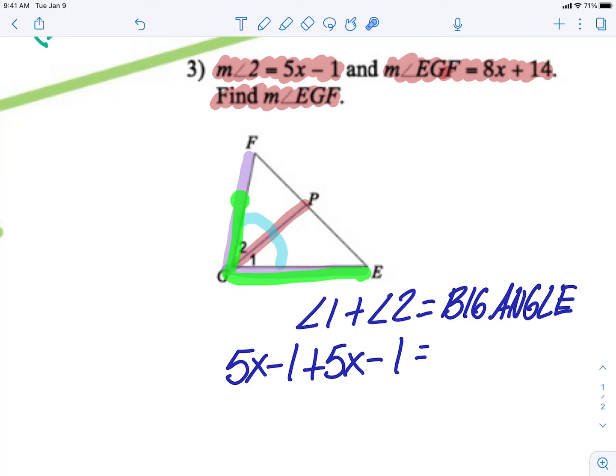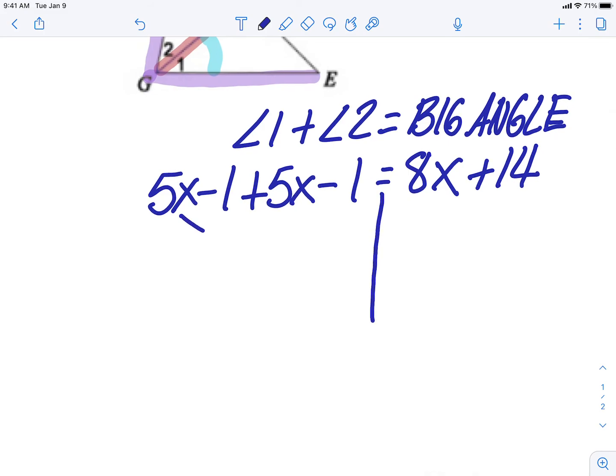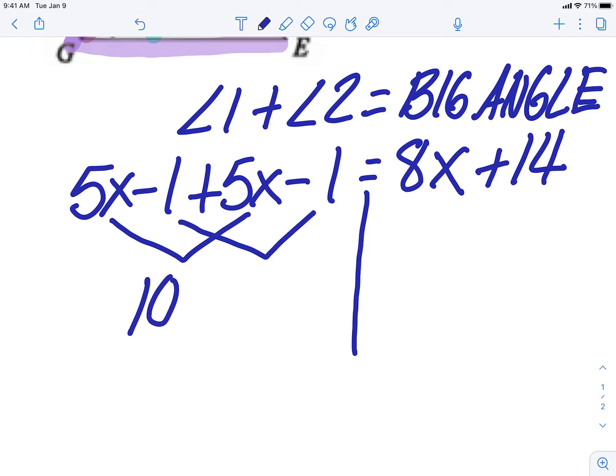Angle EGF, the big angle. Well, how much is EGF? Look at this. EGF is 8x plus 14. So we're going to do our algebra here. We're going to combine like terms, 5x and 5x, minus 1 and minus 1. 5x plus 5x is 10x. Negative 1 and negative 1 is negative 2, right?